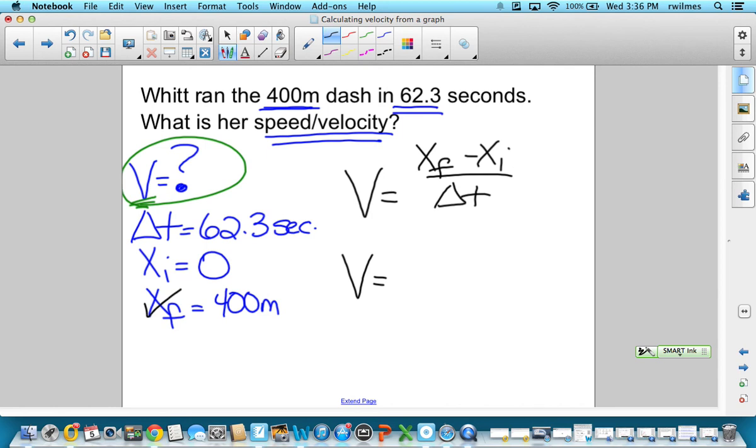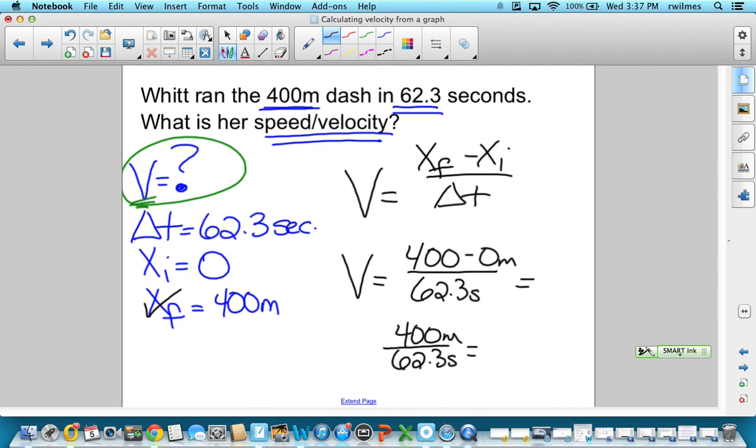Final position is 400 minus 0 all over my change of time of 62.3 seconds. These are meters. All right. So I know that 400 minus 0 is 400, so I've got 400 divided by 62.3 seconds. All right, so I've got 400 divided by 62.3, and she is running 6.42 meters per second. Plug in what you know, go to the formula that you need to solve it, and then solve for the final answer. Now you try.